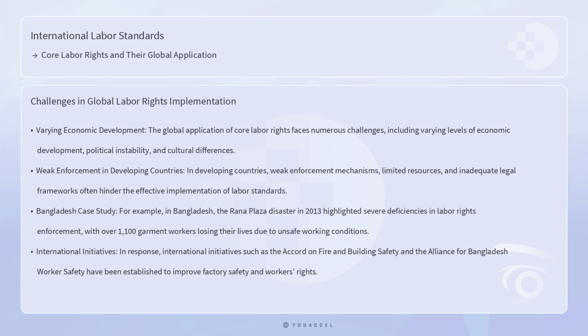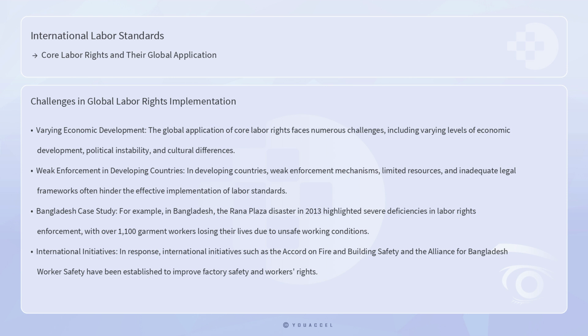The global application of core labor rights faces numerous challenges, including varying levels of economic development, political instability, and cultural differences. In developing countries, weak enforcement mechanisms, limited resources, and inadequate legal frameworks often hinder the effective implementation of labor standards.